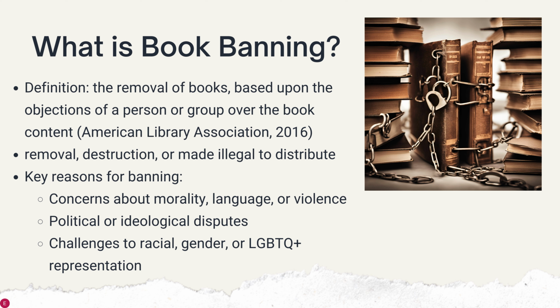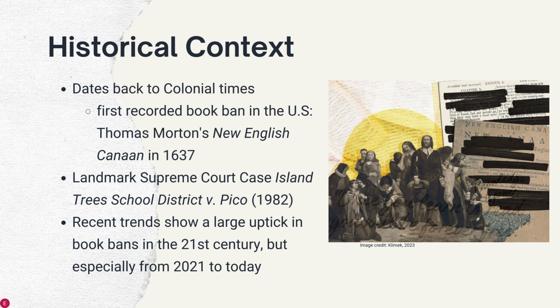So what is book banning? Book banning can be defined as the removal of books based upon the objections of a person or group over the book content. The methods of book banning can be removal from spaces, like libraries or schools, destruction, like burning, or made illegal to distribute. Key reasons for banning include concerns about morality, language, or violence, political or ideological disputes, or challenges to racial, gender, and LGBTQ representation. Here is some historical context on the history of banning books.